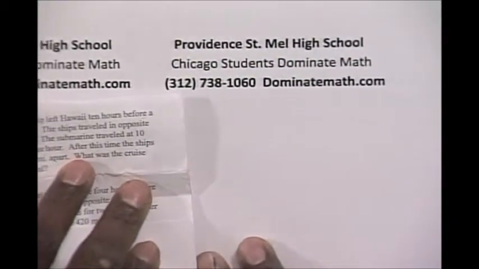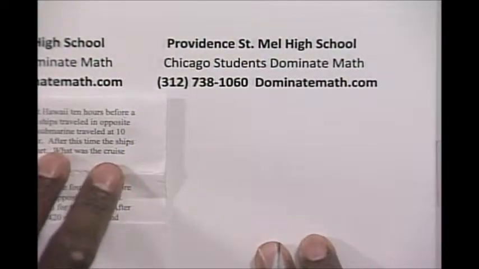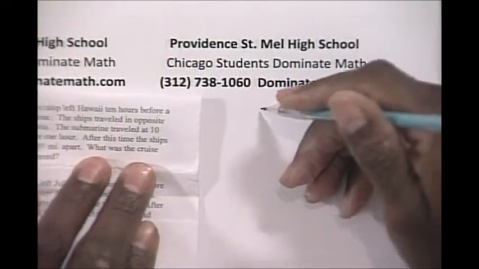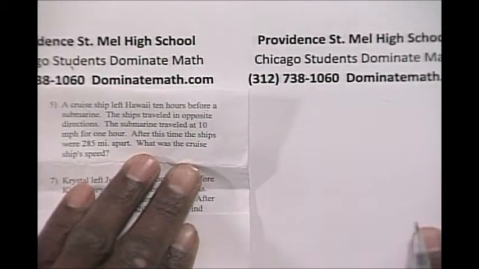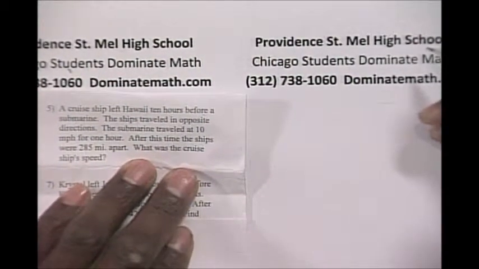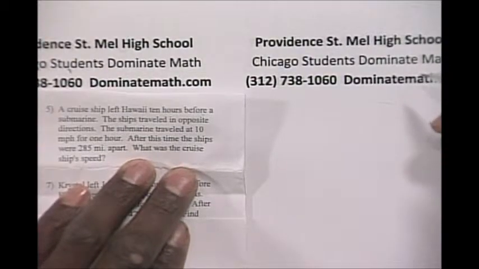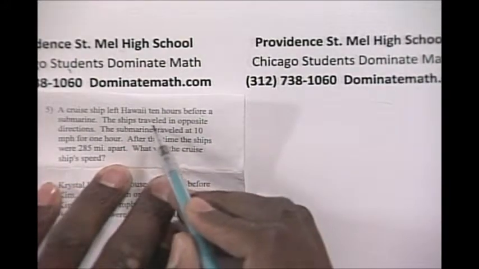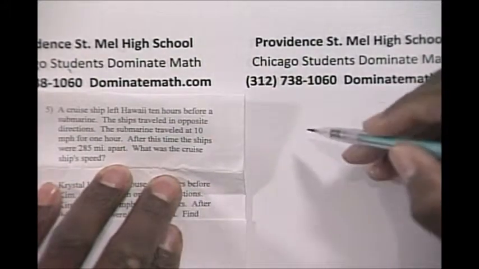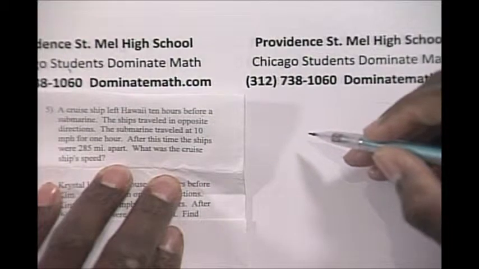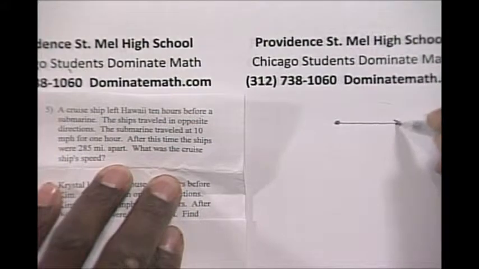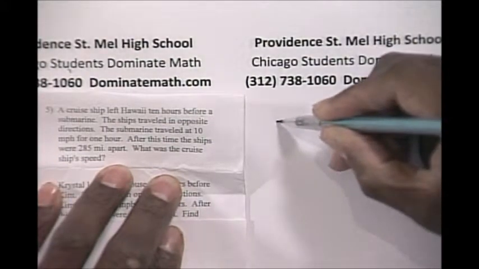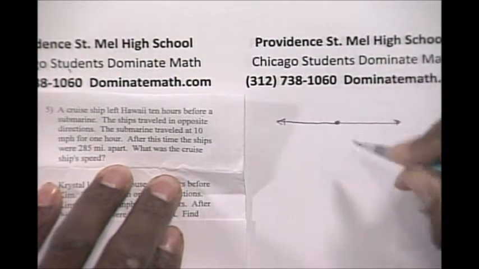All right. So it says a cruise ship left Hawaii 10 hours before a submarine did. Notice how this problem is a little bit different. It says the ships traveled in opposite directions. So this problem is a little bit different from the one we did previously, because in the one we did previously, you had two objects traveling in the same direction.